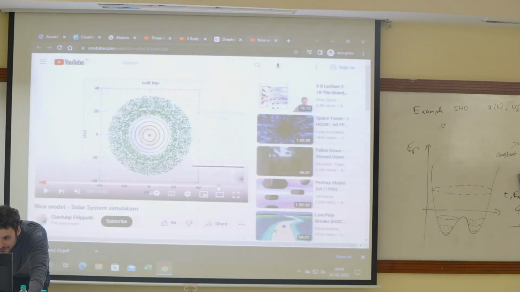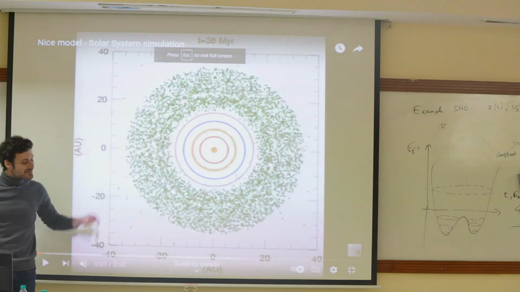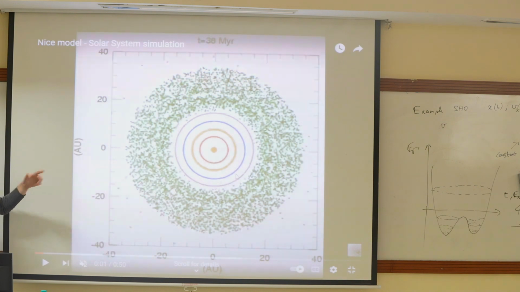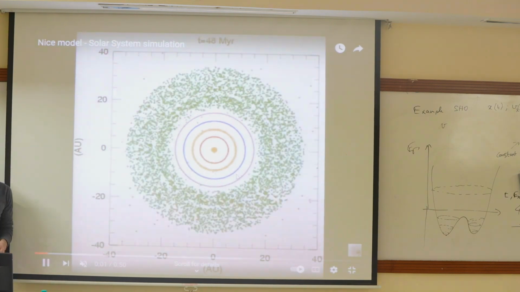Unfortunately, I couldn't find a very good simulation. This is the official Nice model one, I think, and unfortunately, they seem not to have simulated the most interesting frames. So you'll see when we reach the interesting part, it's just going to be like 4 frames, which is unfortunate. But still, you can kind of see what's happening.